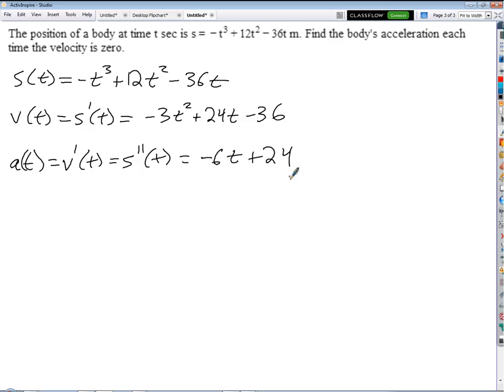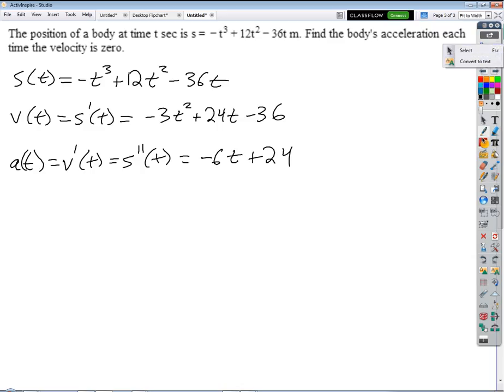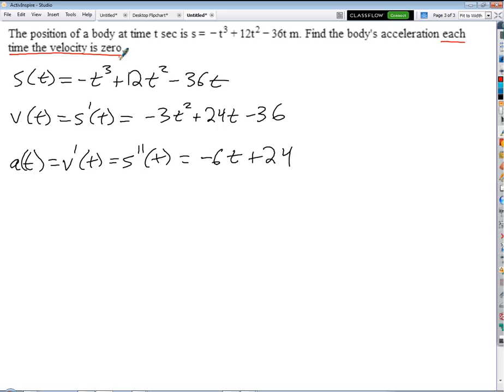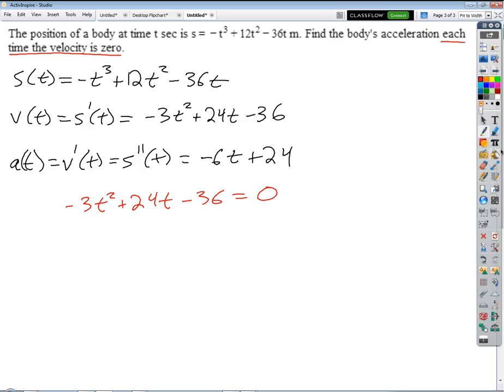Okay, so now we've got all the pieces that we need to do the analysis. We want to find the body's acceleration, but we need to know each time the velocity is 0. When they say each time the velocity is 0, they mean the values of t. So how am I going to do that? Set velocity equal to 0 and solve. That gives negative 3t squared plus 24t minus 36 equals 0. We can do that one easily.